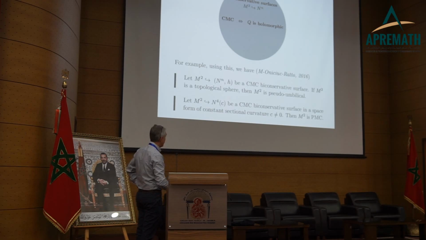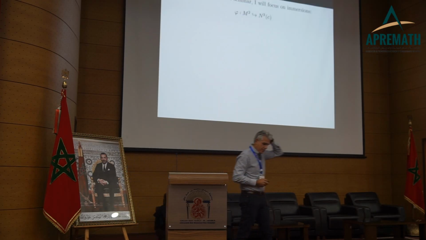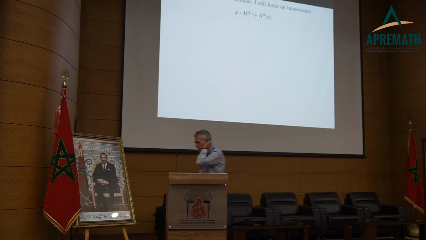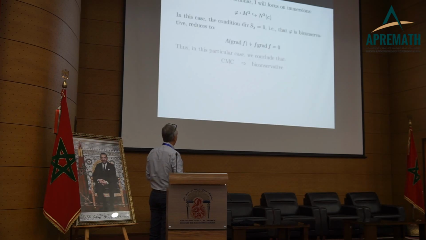This is the idea. Okay, in the last part, I have 6 minutes, not many, I hope, to be able to conclude. I would like to look at this special case of surfaces in a 3-dimensional space form. This is a very particular case. In this case, the condition of Biconservativeness becomes just this line, A grad f plus f grad f equals 0. And of course, if your surface is CMC, grad f is 0, so it is Biconservative.